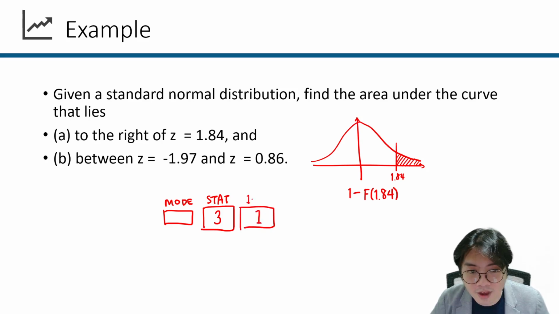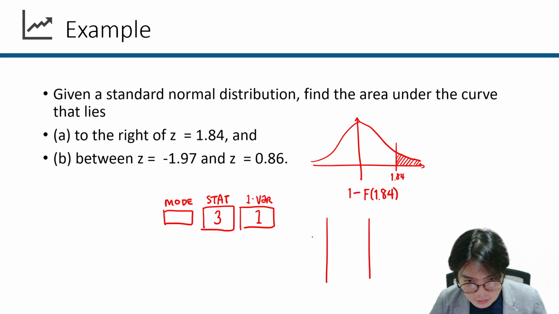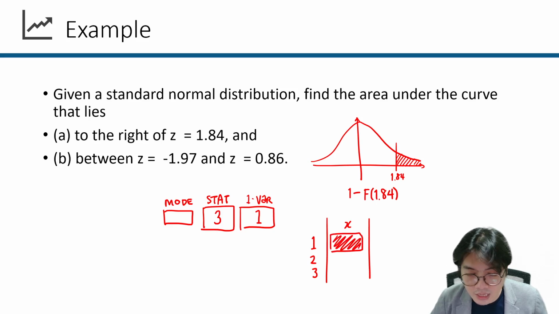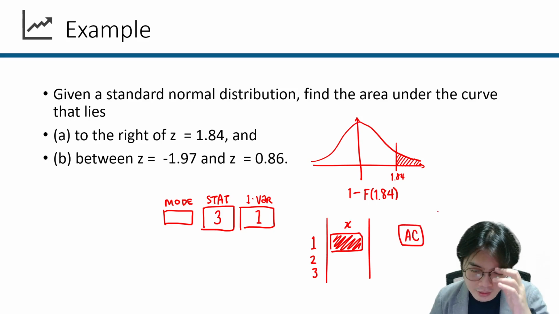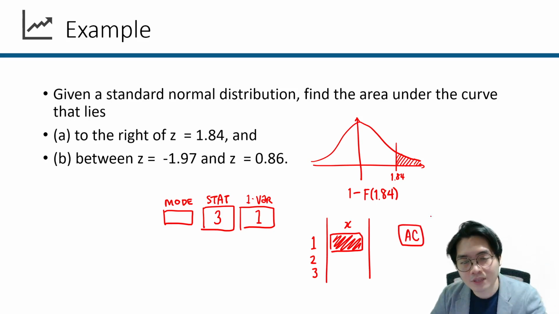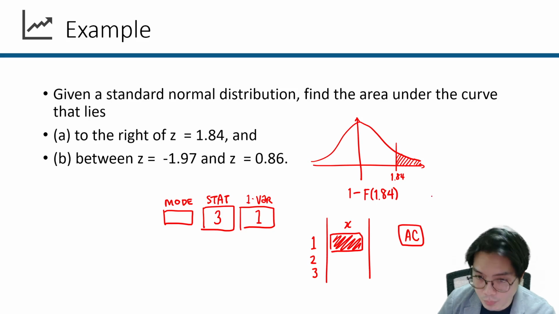Number 1, one variable. You will now be presented with a table like this. 1, 2, 3. You have your X, and this is currently highlighted in here. What you will do is immediately press AC. Right? AC, or in this case, CA when you're using a Canon. I remember that.